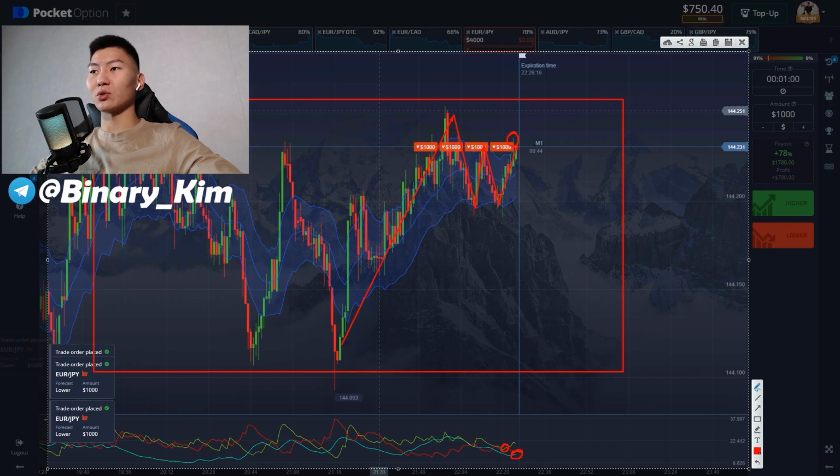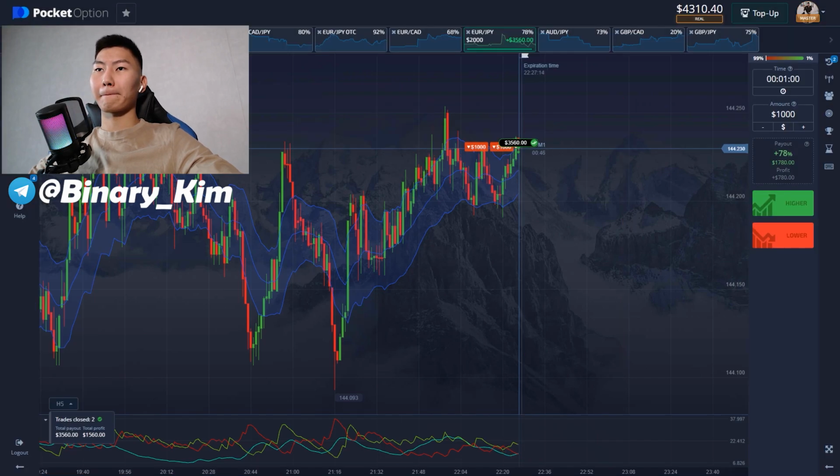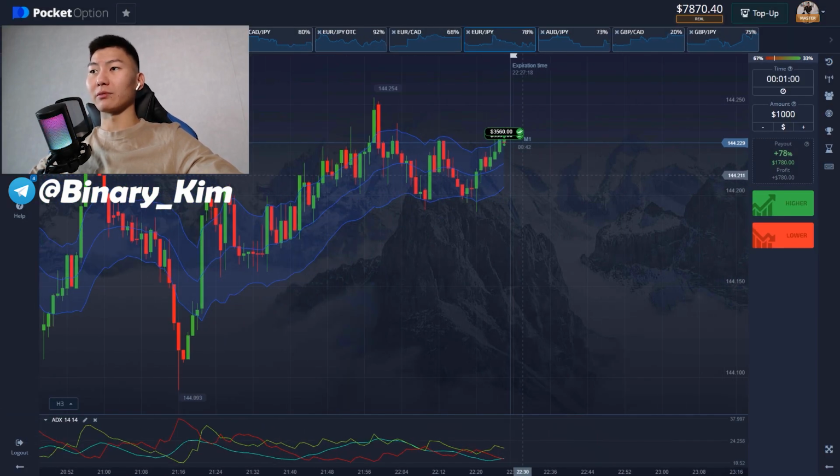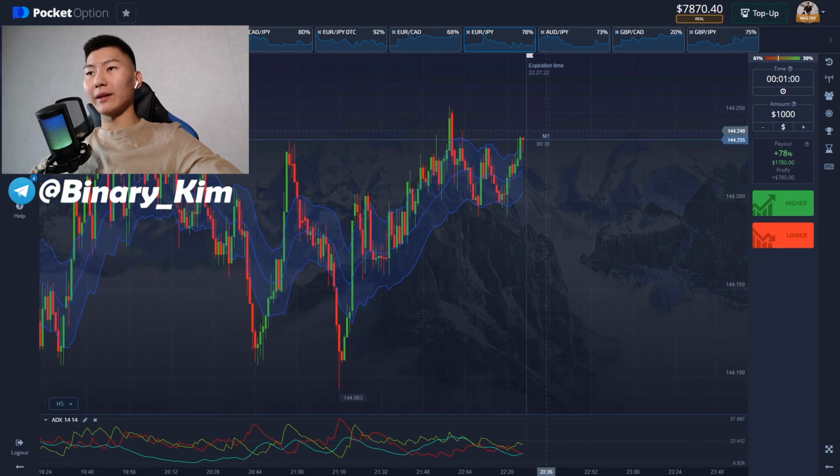Actually, the touch took place, and the correction followed up every time. So we count on that. We can also point out this resistance zone, and there we go. Our position has been closed in profits. Let's continue, guys, and open our final positions, and then we fix the profit.